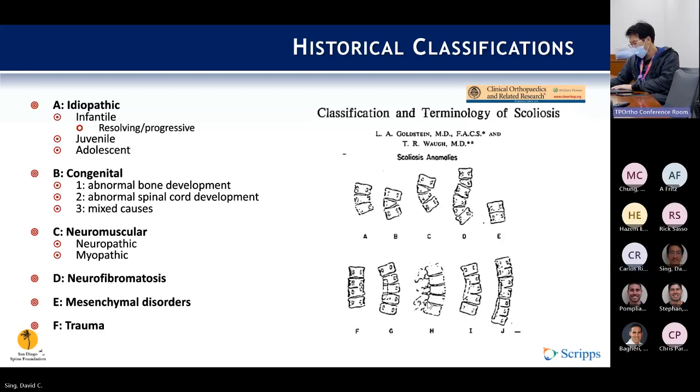So this is a different way of thinking about scoliosis and what the etiology is, but it didn't necessarily help guide indications or treatment or describe any prognoses.